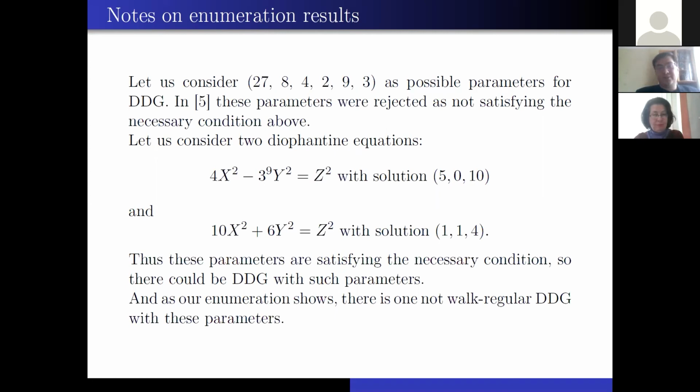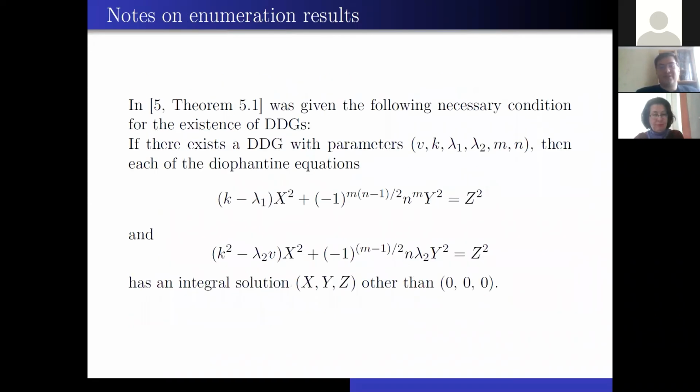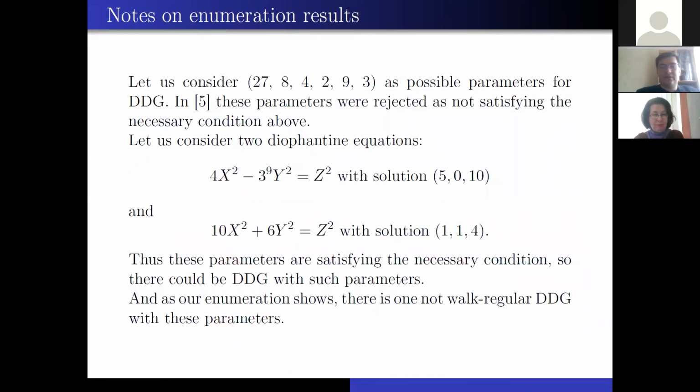So let us consider 2 Diophantine equations. So it's exactly these 2 equations with given parameters. We have 4x squared minus 3 to the power 9 y squared equals z squared, and we have integral solution 5, 0, 10. And 10x squared plus 6y squared equals z squared with integral solution 1, 1, 4, for example.